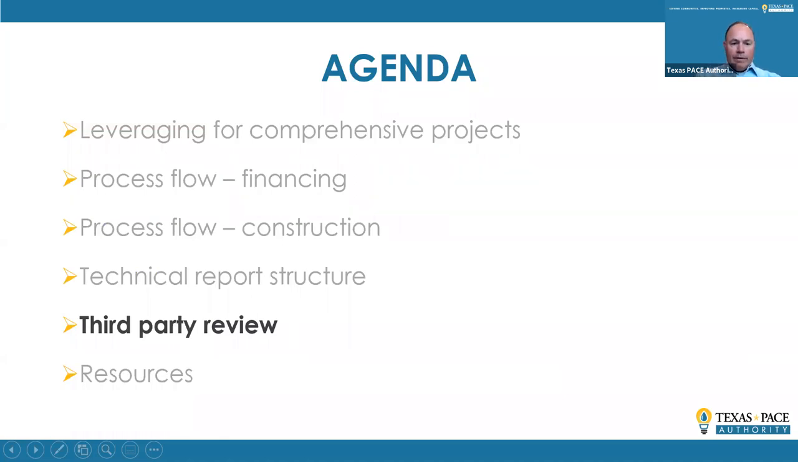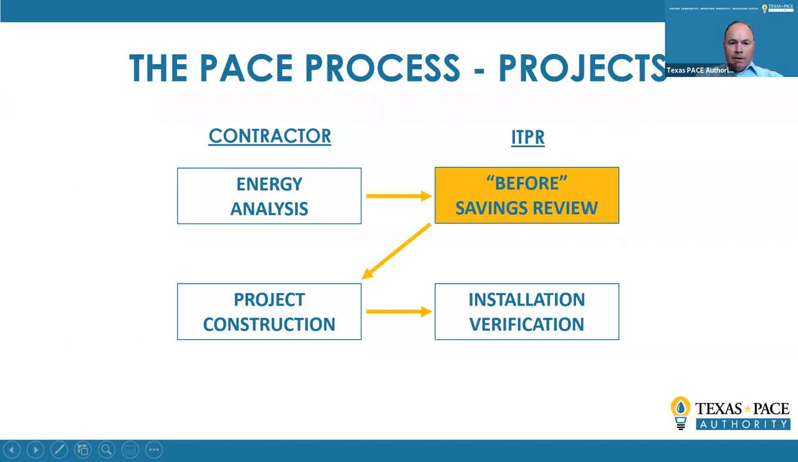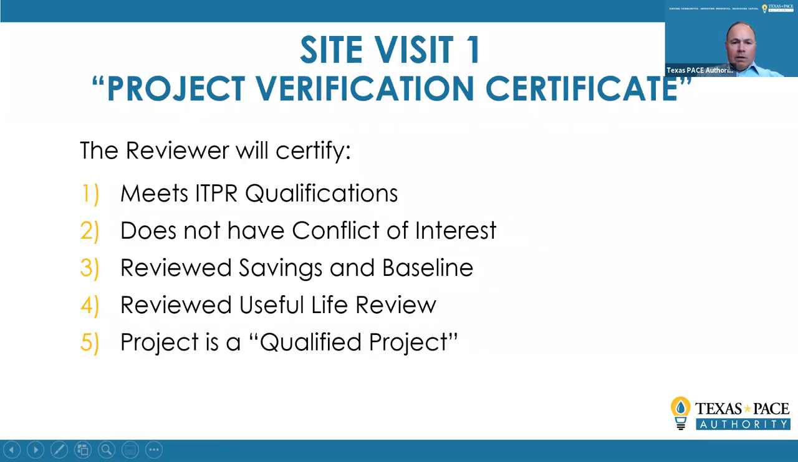So going through all of those elements, we'll now take a look at the third-party review component. And again, this is the important due diligence function. So the contractor has done their energy analysis, and now we've moved over to the ITPR. And we call this the before savings review. This is before the project is started.